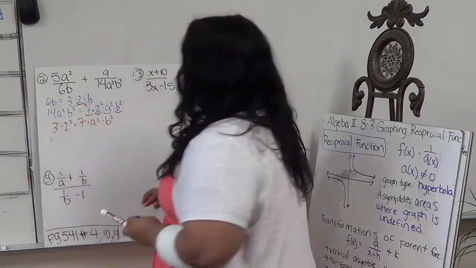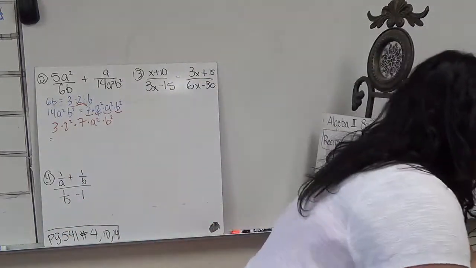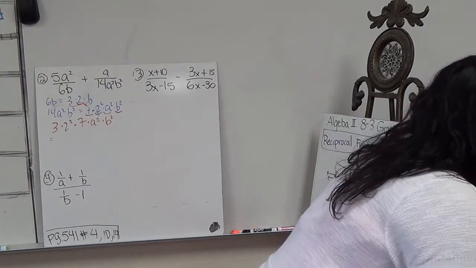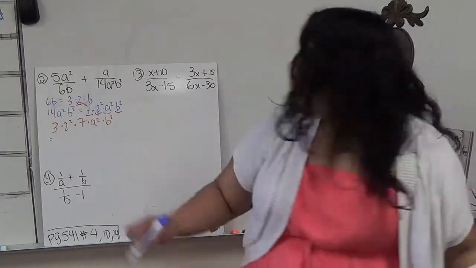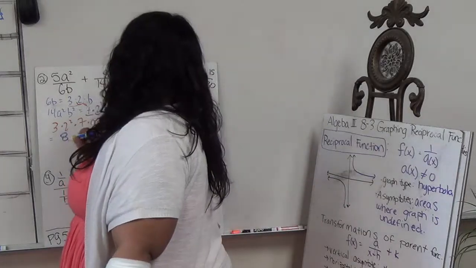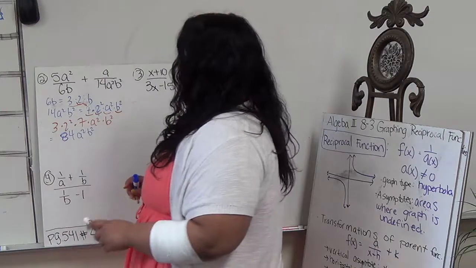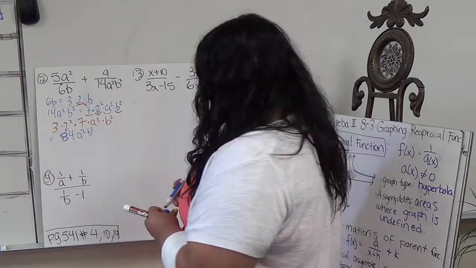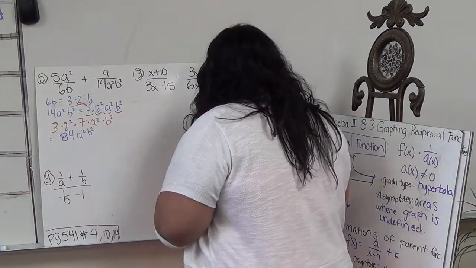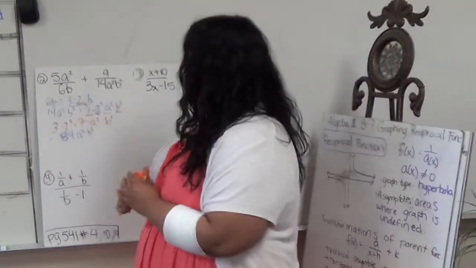So my common multiple would be 4 times 3 is 12, times 7, 84, a squared b squared. Now this is what you did in the last problems, but from there I have to figure out what I need to do to actually change that.